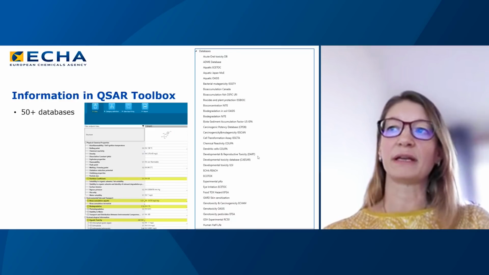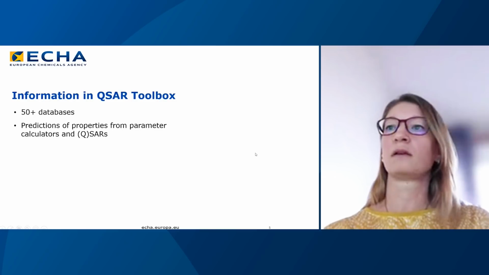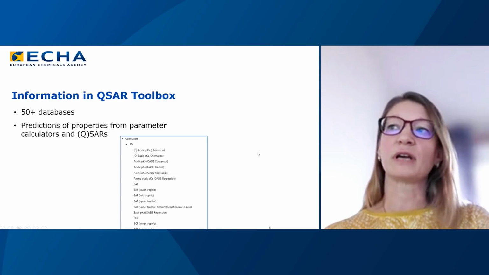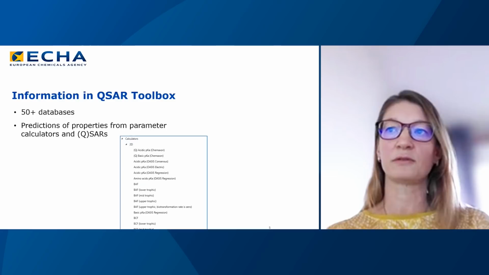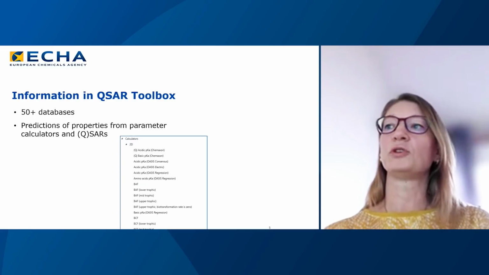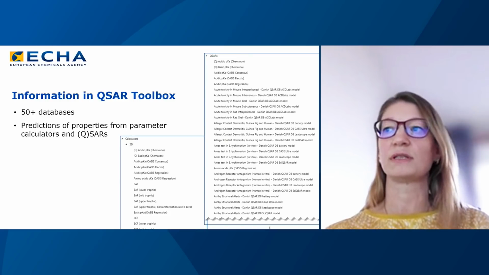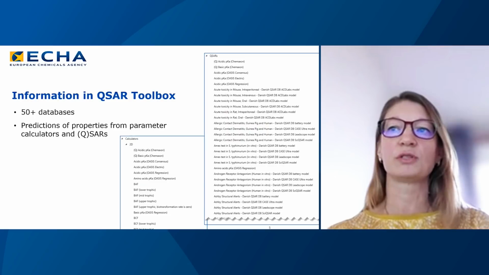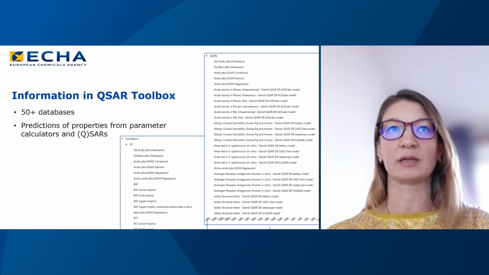Besides the experimental data, we can also get predictions for these properties. For example, we use calculators to predict the log KOW, fish BCF, or biodegradation in BioWin. Under the module data gap filling are further QSAR models accessible, such as the ECOSAR, the Danish QSAR database models, Vega models, and the Japanese KATE models.